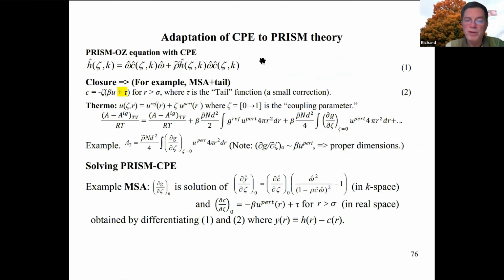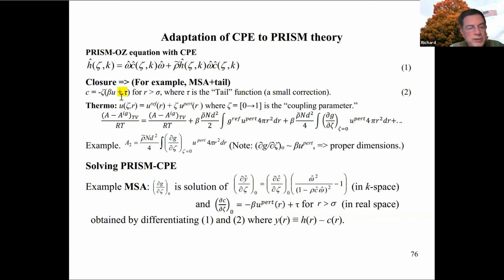In order to apply the same approach to PRISM theory, we just have to take the Ornstein-Zernike equation with these omegas. We're assuming that the omega is a known function, in the sense that for any given value of the persistence length we can solve this set of equations, and then we'll pick the value of persistence length that fits our simulation data the best.